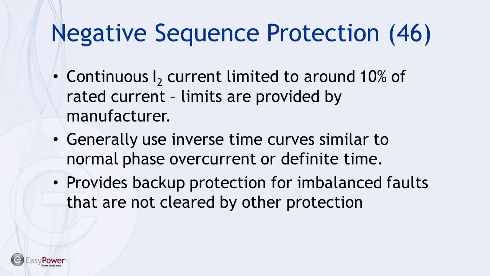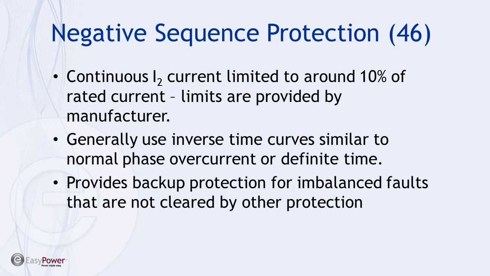So typically the continuous, anytime you have any imbalance, you have negative sequence currents. So they have to be able to withstand some amount of negative sequence current, and that's limited to about 10%. Once you get over that, then you'll start to alarm, and then above a certain other value. So it's kind of an I squared T function. So it's a heating issue. So there'll be limits that are provided.